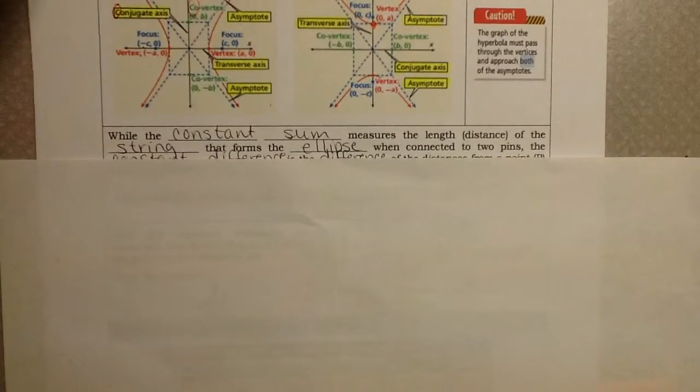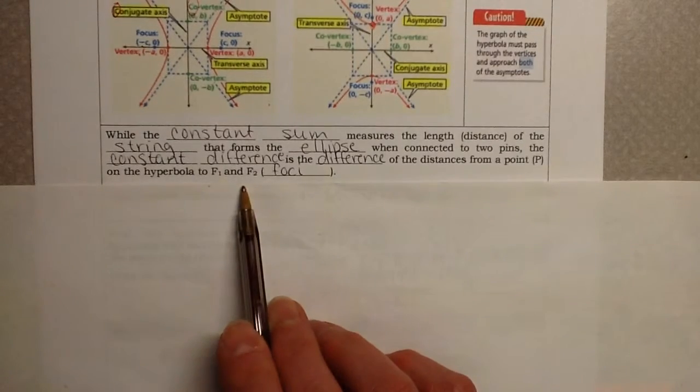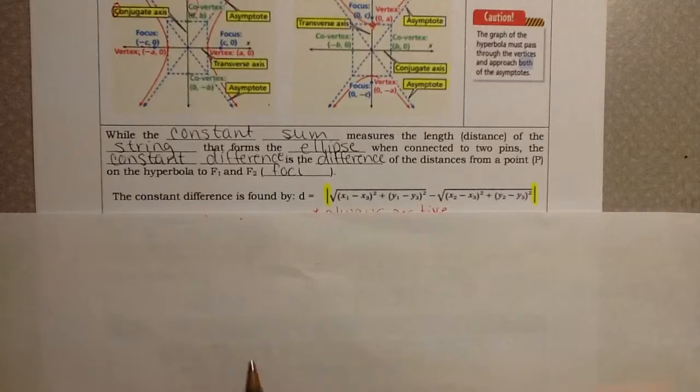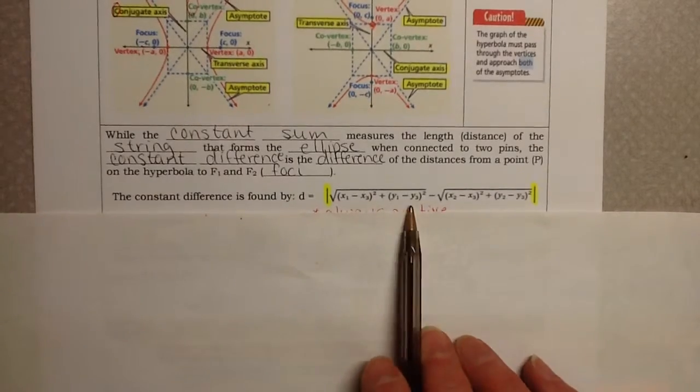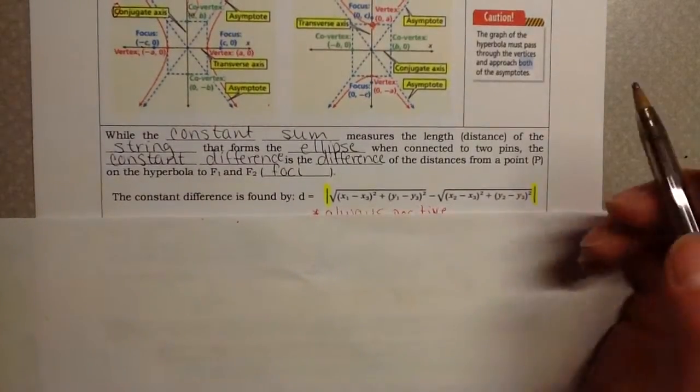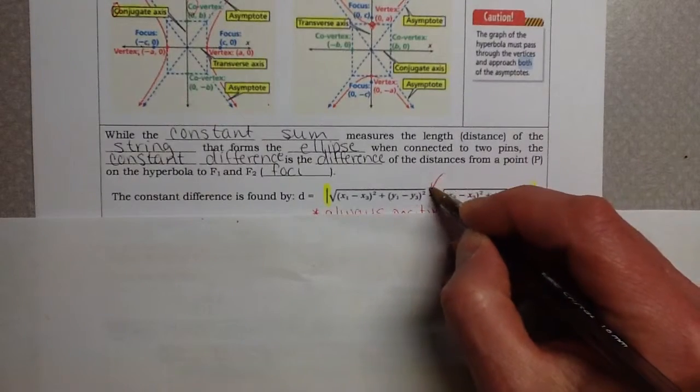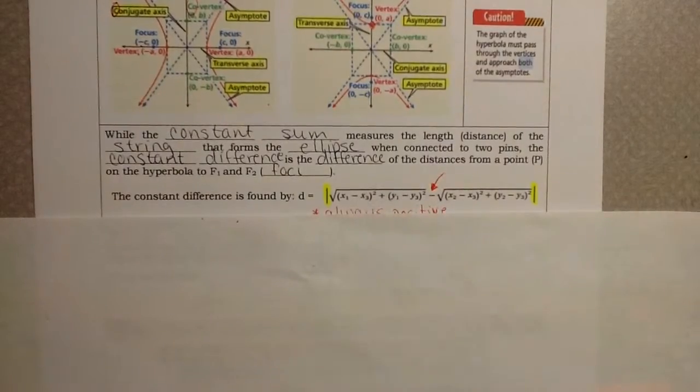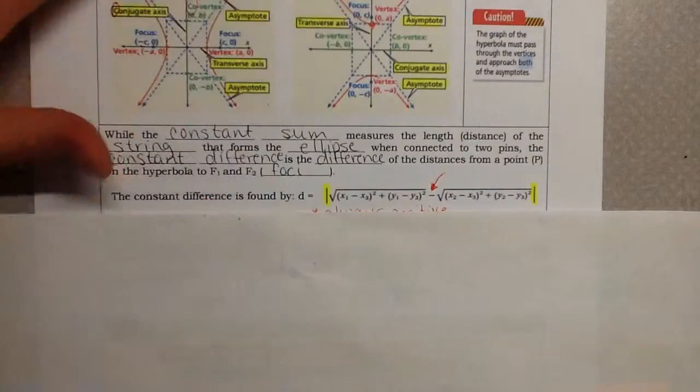Now, while the constant sum measures the length of the string that forms the ellipse when connected to two pins, the constant difference is the difference of the distances from a point on the hyperbola to each focus. So the constant difference is found by, very similar again, the only difference between the ellipse and the hyperbola is now we're subtracting the distances from the foci to a point on the branch of the hyperbola.